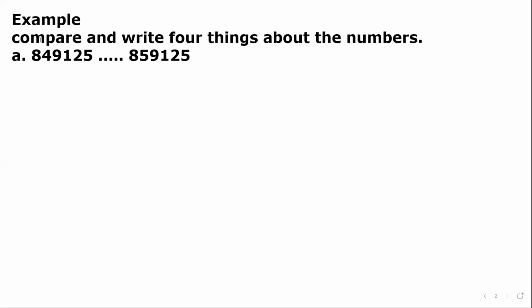Example: compare and write 4 things about the numbers. So this is the question here. You first compare the numbers. You choose the one that is greater, or you state whether one number is less than the other, or you identify whether they are the same. After the comparison, you write the 4 things about what you have stated. So that is exactly what we are going to do now. Let me write my solution here.